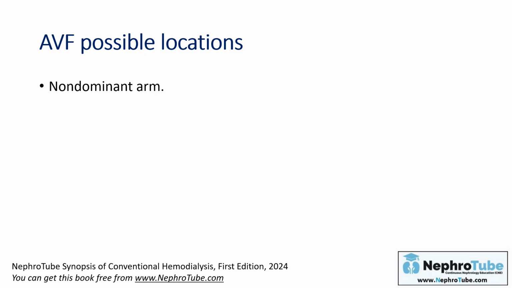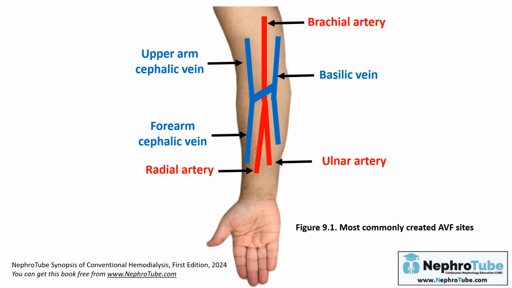But if the non-dominant arm vessels are not healthy for AVF creation, you can make the fistula in the dominant arm. Again, you have to start the creation of the fistula in the distal vessels of the upper limb. And if distal vessels are not healthy for AVF creation, you can go proximally. Regarding the location, there are a lot of locations for creation of a fistula. And I mentioned them in my book, but I will comment now on the most commonly created AV fistula.